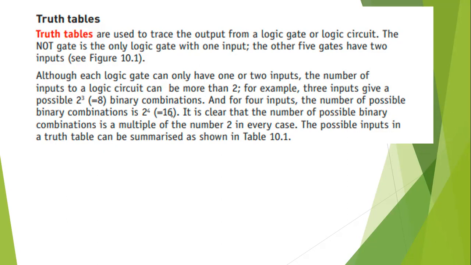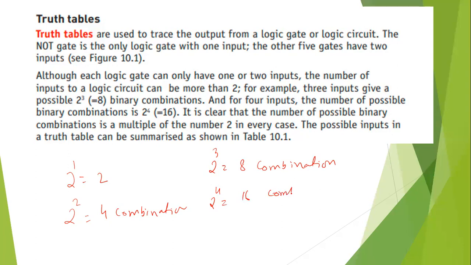Whenever we draw a truth table, we have to see how many inputs are given. Like if one input is given, 2 power 1 equals 2, so you have to produce two combinations in your truth table. If 2 inputs are given, 2 power 2 equals 4, so you have to produce 4 combinations. And if 3 inputs are given, 2 power 3 equals 8, so 8 combinations. And if you are given 4 inputs, 2 power 4 is 16 combinations of inputs to produce the output. We will see each one as a requirement.